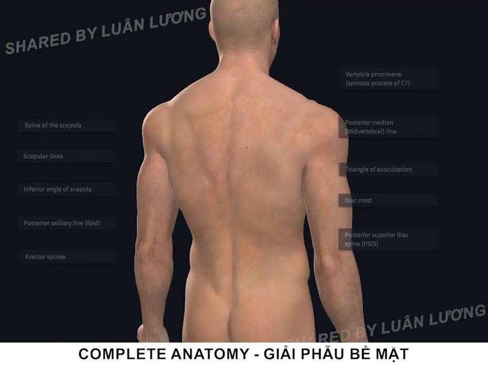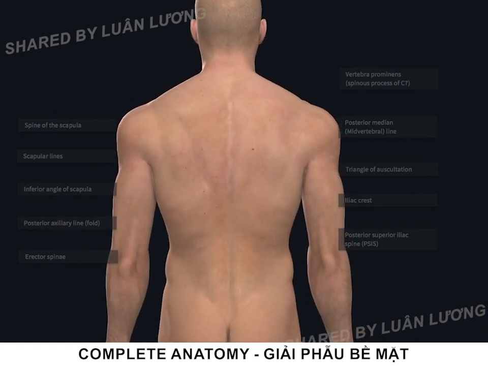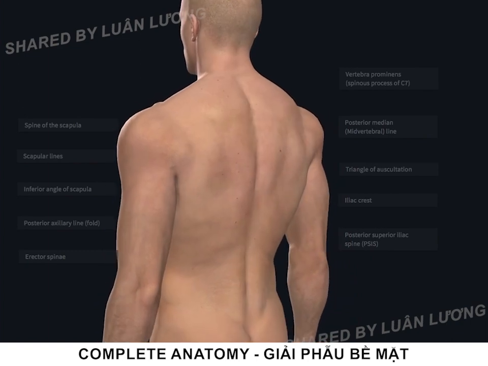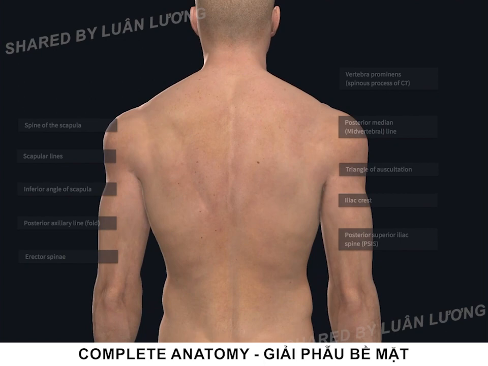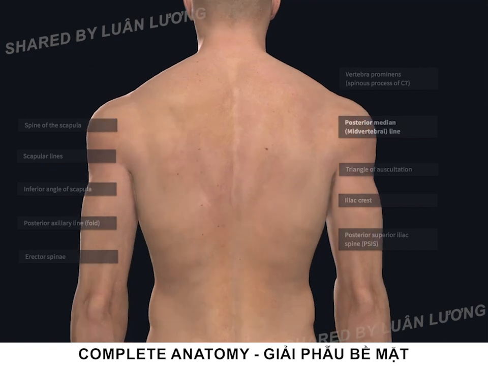The back may not be the first area that you think of when you think of clinical procedures or surface palpation to help you identify different landmarks within the body. However, there are a couple of very key procedures that are done by a physician that will be performed in this area of the body. Let's begin by looking at the posterior median or mid-vertebral line. And as its name implies, this is going to lie in the midline of the vertebral column.